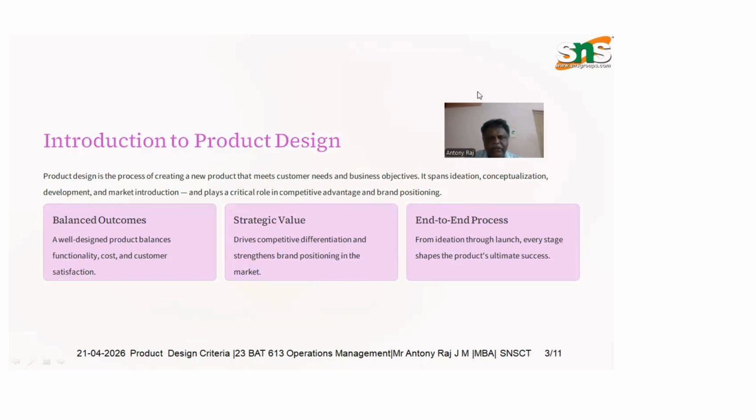And these are some of the outcomes of a good product design. One is a balanced outcome. Once you have a very good product design, it is going to balance all three: the functionality, we'll see later what functionality is, and cost, and customer satisfaction, which is very much clear. And then the strategic value. Strategic value is also a very important part here, where the products have to get differentiated among them. This is very important. And also strengthening the brand positioning in the market. And then it's also an end-to-end process, right from the ideation to the ultimate success stage.